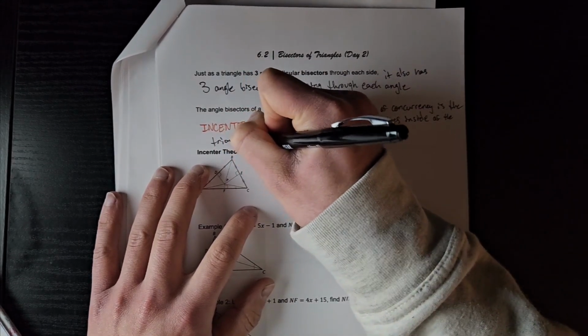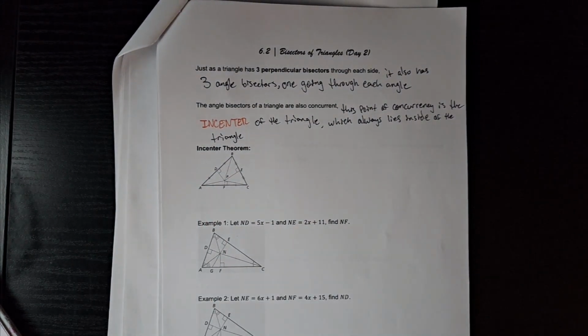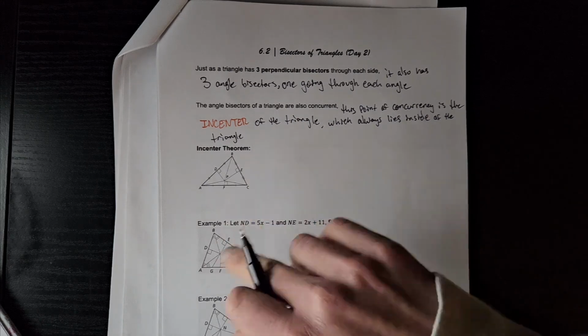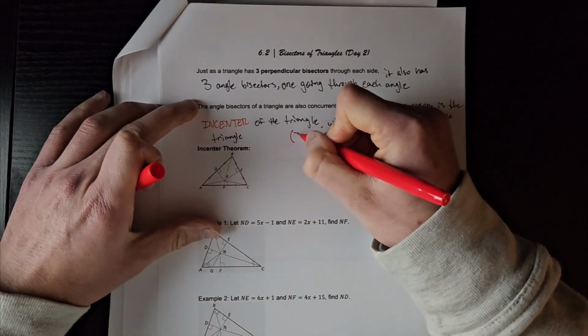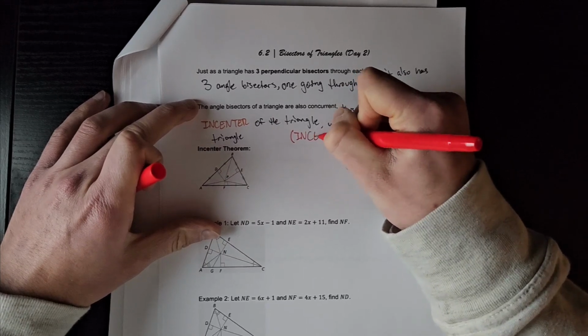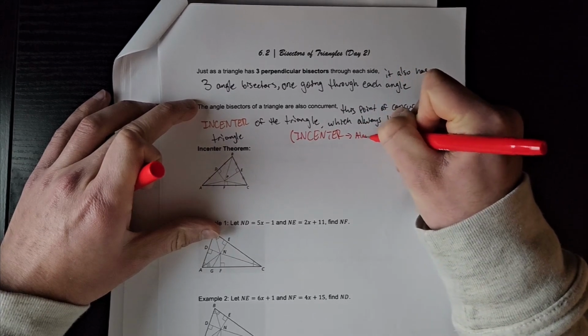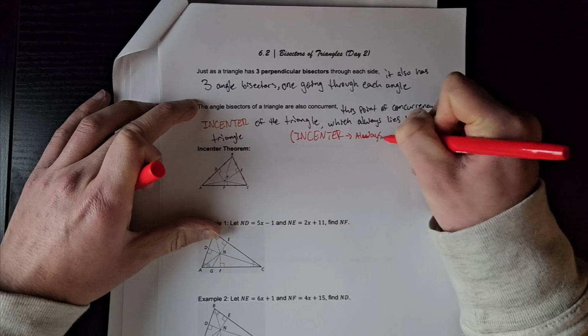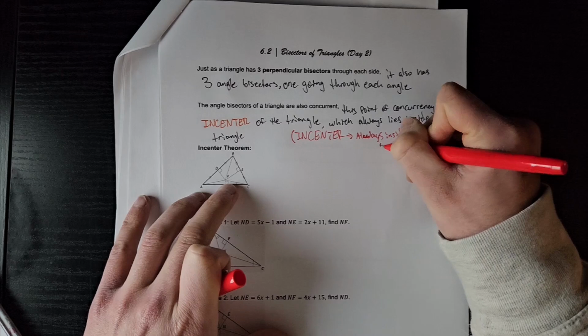So we wouldn't have any fancy perpendicular point P's anywhere, not on the side or outside of the triangle. It will always be inside. Incenter, always inside. I'm going to write that down in red. You need to know this. Incenter. Oh no, my red is running out. Incenter. Always inside triangle. There we go.